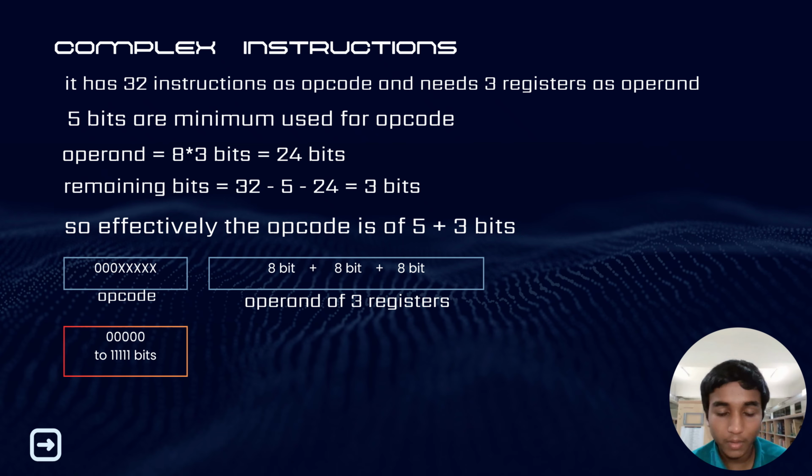So when the opcode is of 8 bits, we take the first 3 as 000 and the next 5 as XXXXX. So the XXXXX is from 00000 to 11111, which is 32 instructions, and the next 24 bits are the operand, which is 8 bits plus 8 bits plus 8 bits, for 3 registers.